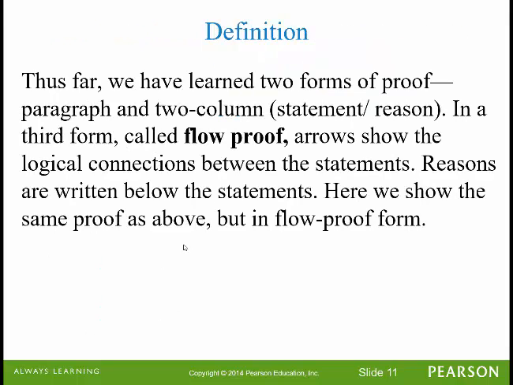Another new definition here. Thus far we have learned two forms of proof: a paragraph proof and a two-column proof, that's statement and reason. A third form is called a flow proof, where arrows show the logical connection between the statements. Reasons are written below these statements. And here we show the same proof as above, but in flow proof form.